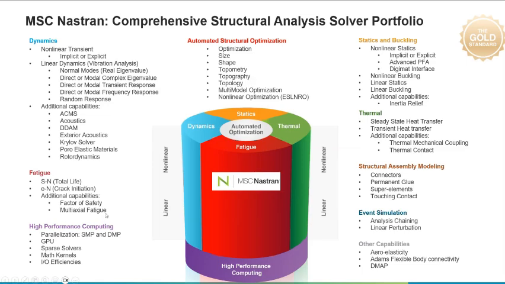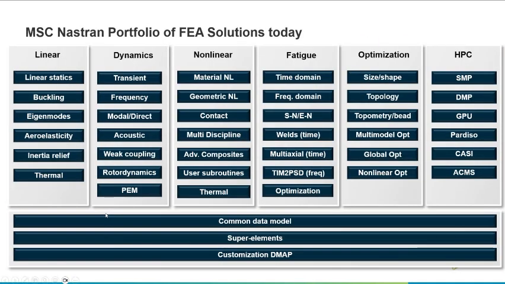concept of multidisciplinary solving. Another way of looking at the same information is we break it down into linear, dynamics, nonlinear, fatigue, optimization, and so on. Then all of the different subcategories that form part of it. So for linear, we may look at statics, buckling analysis, modal analysis, aeroelasticity, and so on. So all of these are available in Nastran today. All of them share this common data model, meaning it's the same elements, same material, same properties that you have to define for most of these.